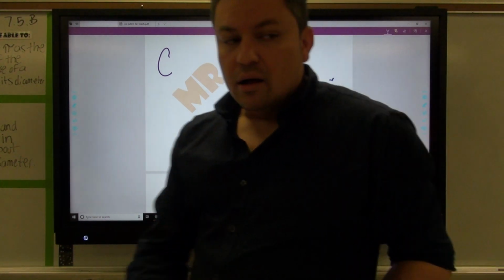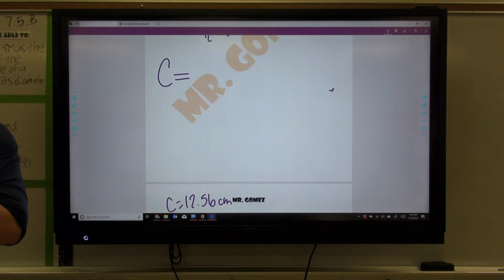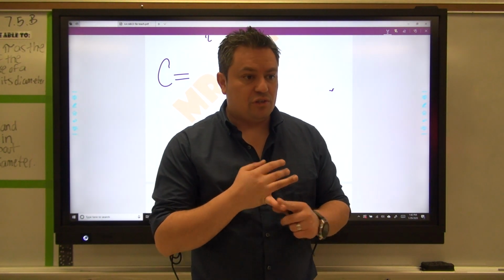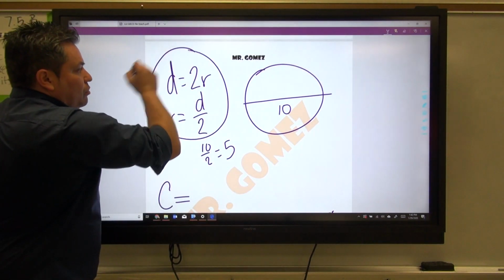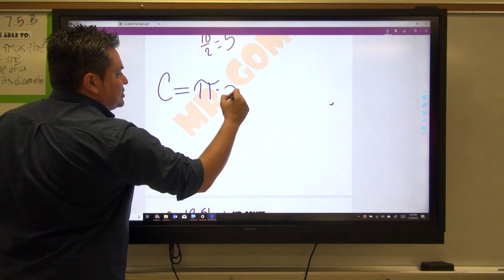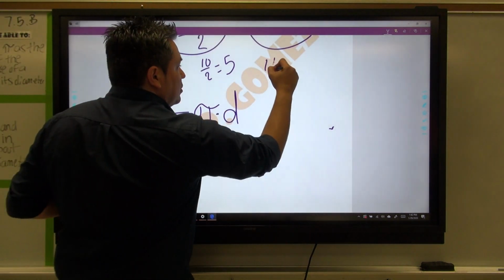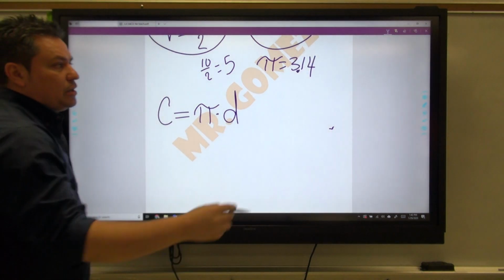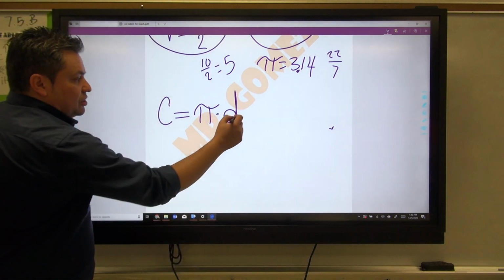So, let's see. Circumference, we have a formula for that. Actually, two. And these two formulas are gonna be given to you every time you take a test. So if you wanna make notes of this, you should already have these two written somewhere. Now circumference is just pi times diameter. They're just multiplying. We know pi is what? 3.14 or 22/7.